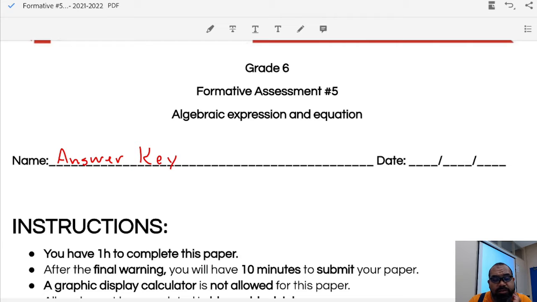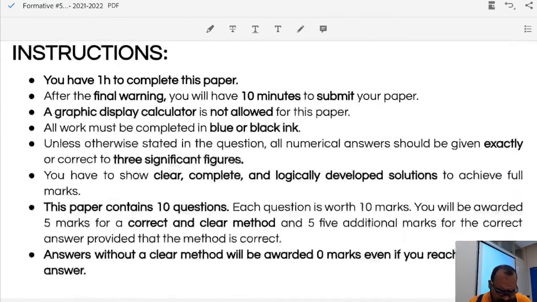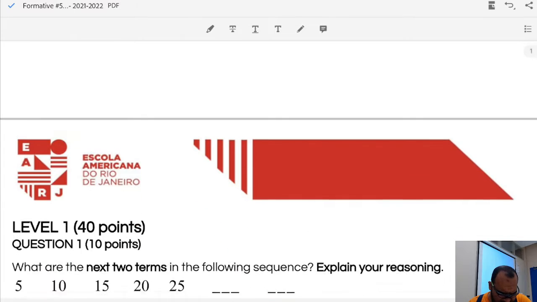Let's now solve our formative number 5. Attention over here for each question. Here are the instructions. I will not read these because we did in the classroom. Let's go ahead here, guys.